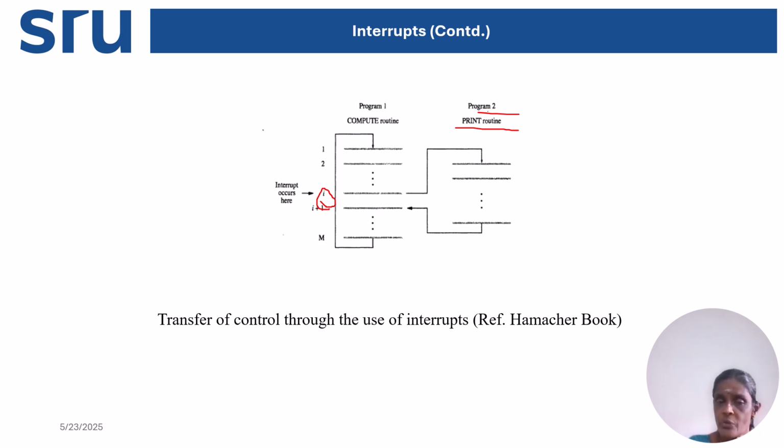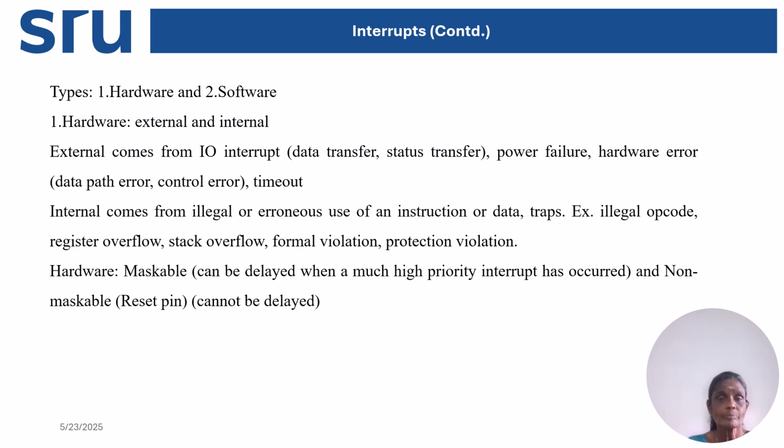Transfer of control through the use of interrupts. In this case, there are two types of interrupt. Number one, hardware, which is subdivided into external interrupt and internal interrupt. External interrupt comes from IO devices. That is why it is known as IO interrupt. Such an interrupt means only data transfer or status transfer, or power failure. So it is an external disturbance only, like power failure.